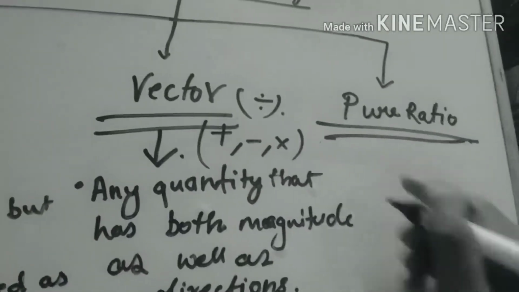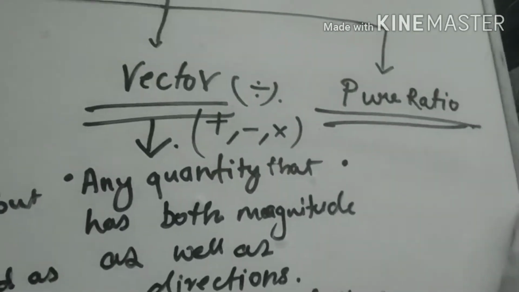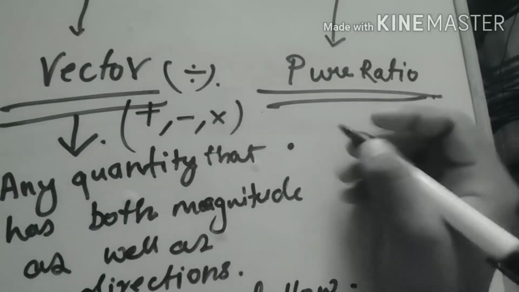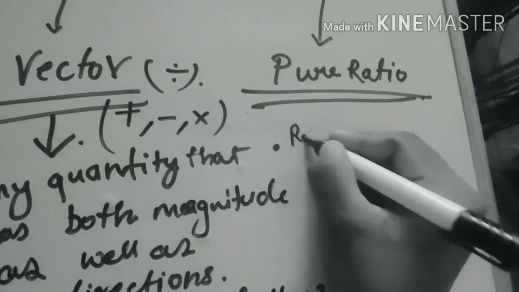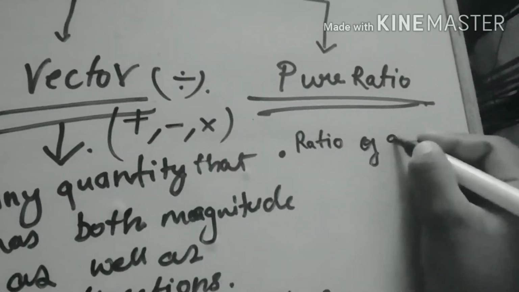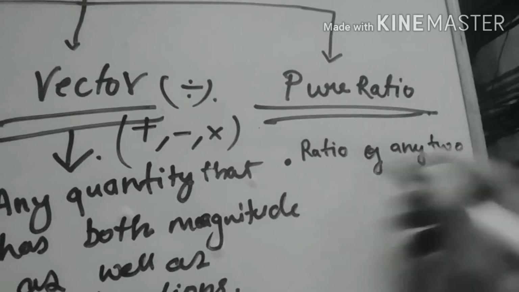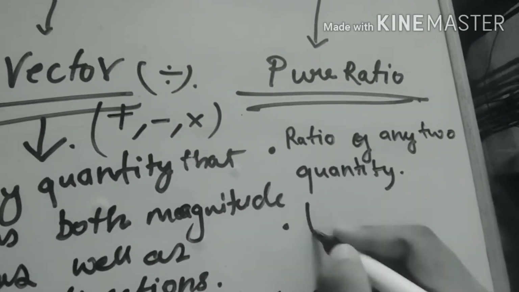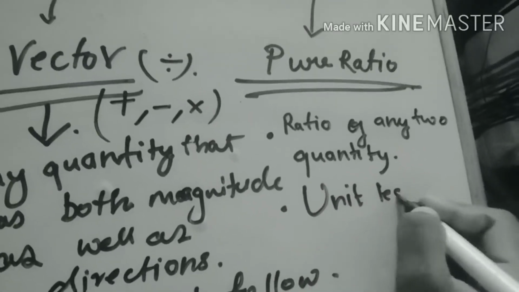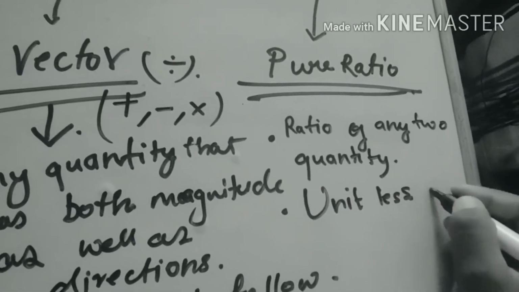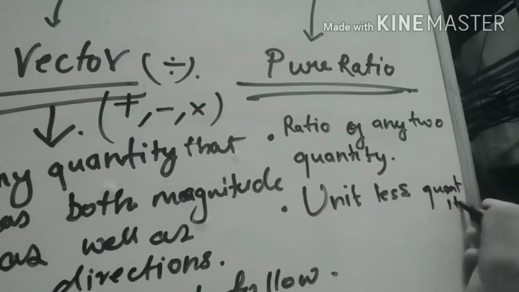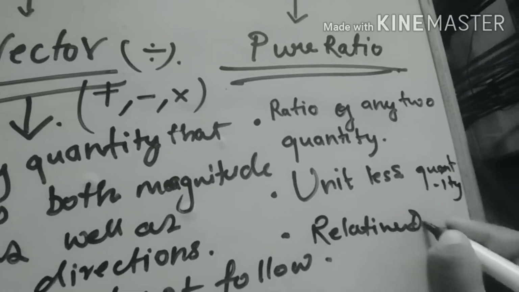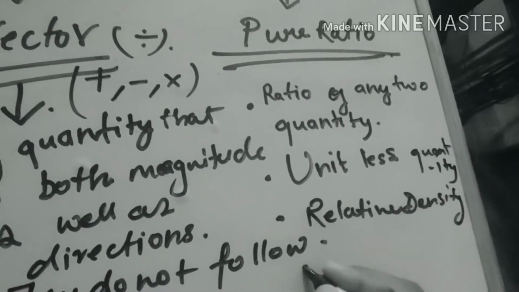And now let us talk about pure ratio. Okay, so pure ratio is just the ratio of any two quantities. We often call this a unitless quantity. Okay, we have read in class 9 relative density. In class 10 we have read refractive index.